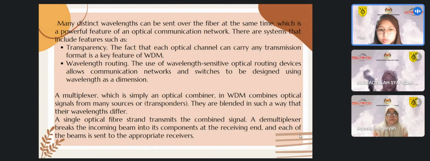A multiplexer, which is simply an optical combiner, in WDM combines optical signals from many sources or transponders. They are blended in such a way that their wavelengths differ. A single optical fiber strand transmits the combined signal. A demultiplexer breaks the incoming beam into its components at the receiving end, and each beam is sent to the appropriate receiver.